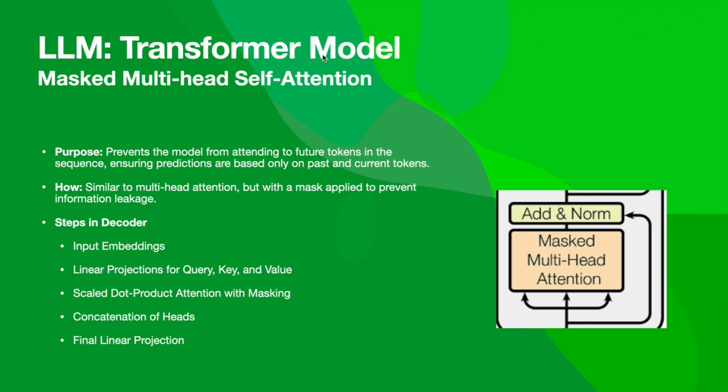What is the purpose of this? We are going to prevent the model from attending to future tokens in the sequence, so that we can ensure the predictions are based only on the past and current tokens. It basically means that we are avoiding leakage. We are not allowing our model to see the future words. Based on what it has learned previously and what it is currently learning, the model is going to predict the future words.